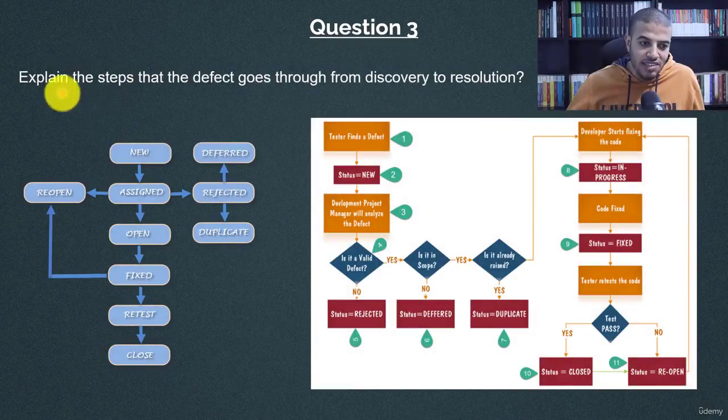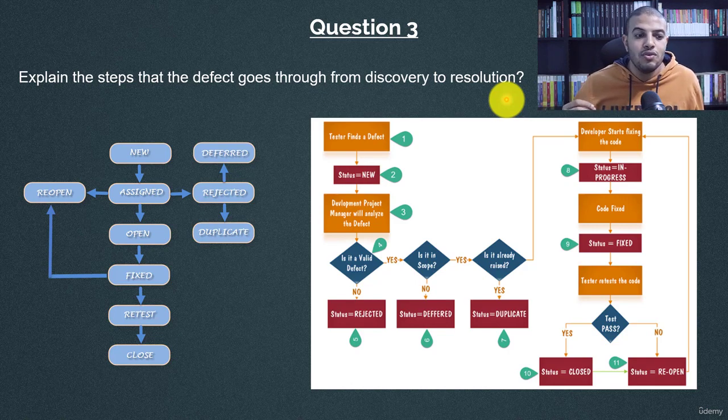The third question says, explain the steps that the defect goes through from discovery to resolution. So you found a defect, you reported this defect to your developer in your team. So what are the steps that this defect goes through? So the first thing is that you as a tester, you find a defect. So its status is new, mostly, okay? In many tools, it's called new, or it's called to do in agile projects, for example.